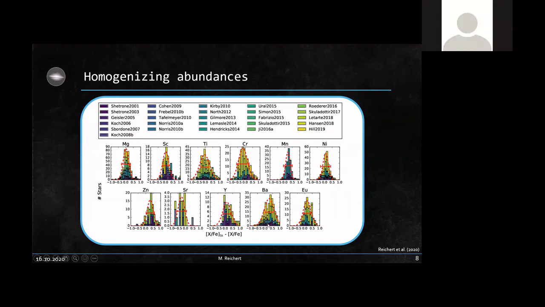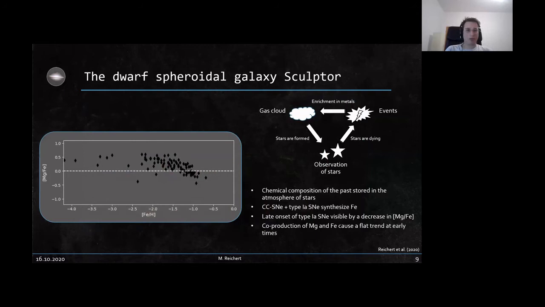But now let's come a bit more to the physics. I showed you this picture before without telling you that it's the dwarf spheroidal galaxy Sculptor that we observed. To understand this picture, we can look at the sketch of the galaxy here on the right, showing how the galaxy gets enriched in metals. We can assume that the galaxy very simply first consisted of a gas cloud. From this gas cloud, some stars were formed, and some of them we can still observe today, but others died in some events, enriching the gas cloud with metals again. And then the gas cloud forms new stars.